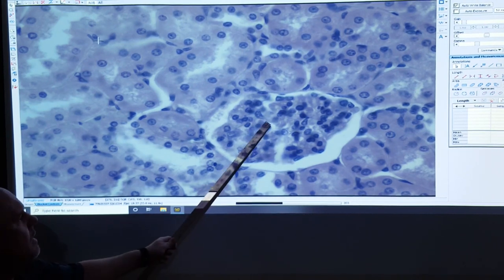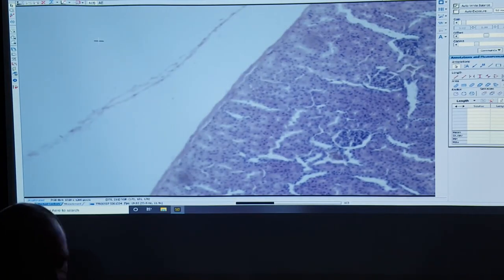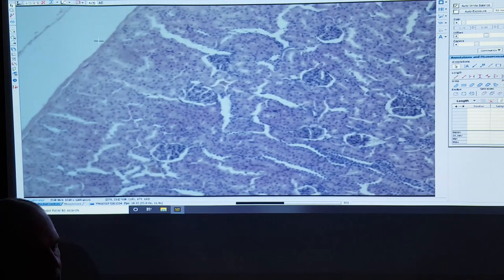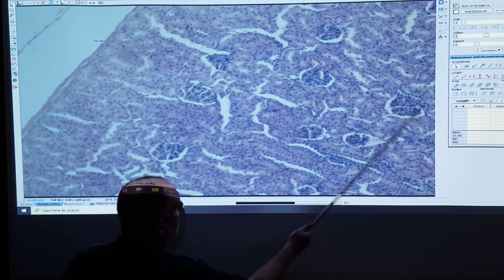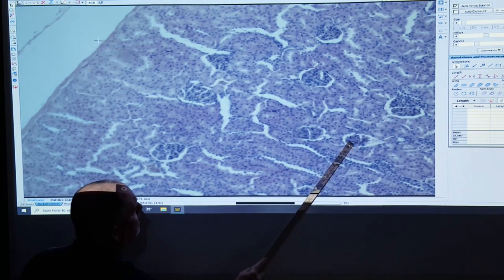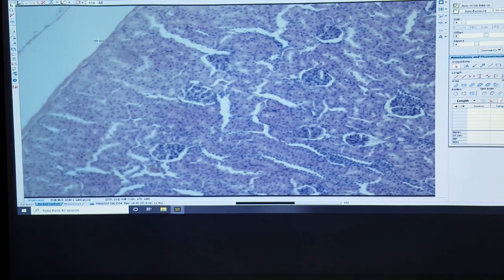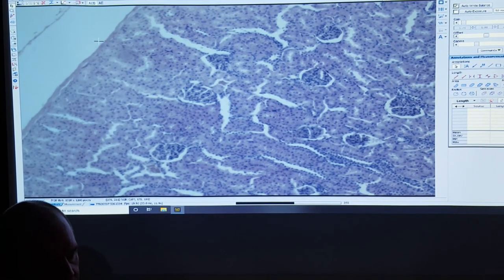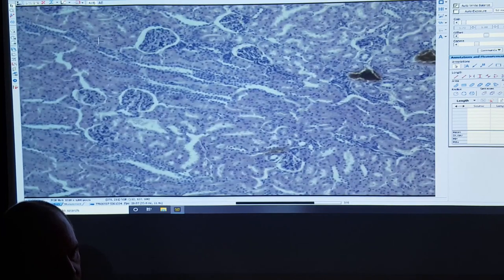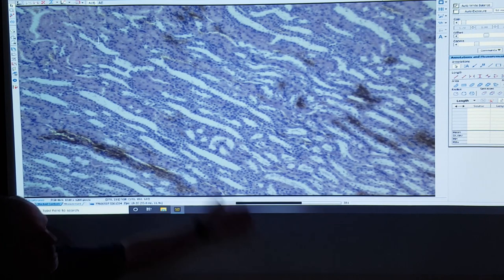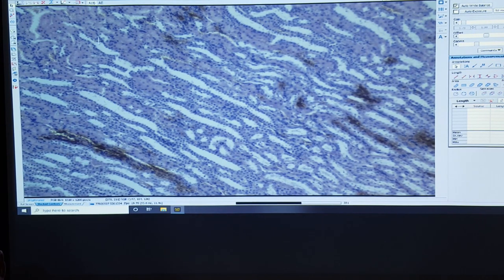If I see the pizzas, if I'm in the pizza parlor, that's the cortex, because that's the only place these things are found. So what part of the organ is this? The pizza parlor is the cortex. This is the capsule. No pizzas, only collecting ducts, medulla. Simple as that.